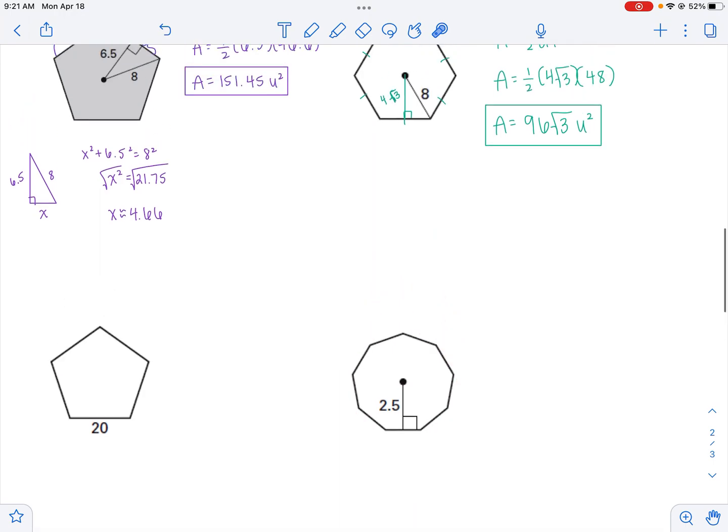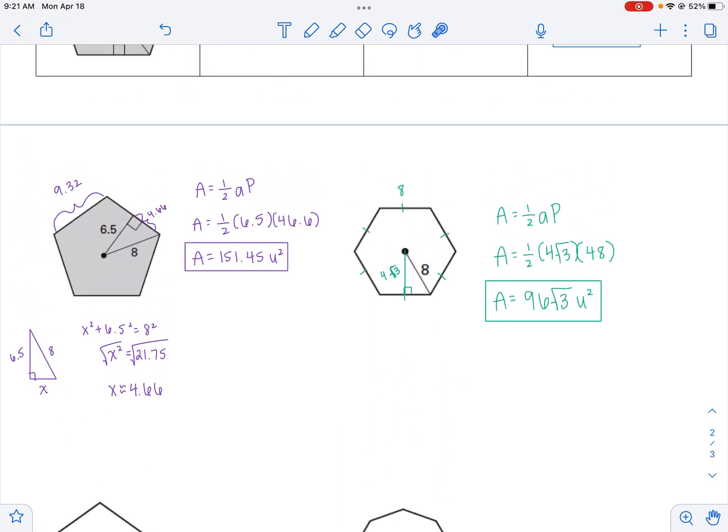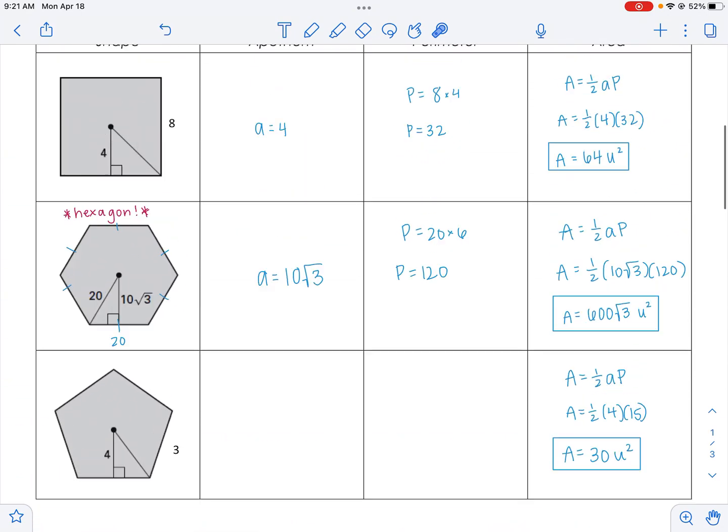So we are going to skip those last two problems. Most of the time you'll have the apothem and the side length to find the perimeter. Worst case scenario, you can always use the Pythagorean theorem to find it.